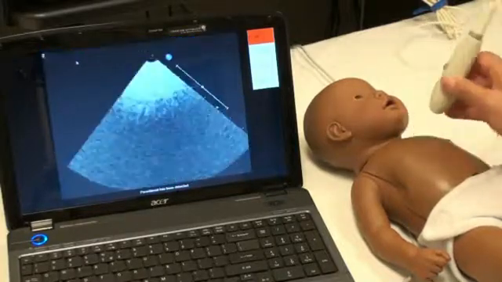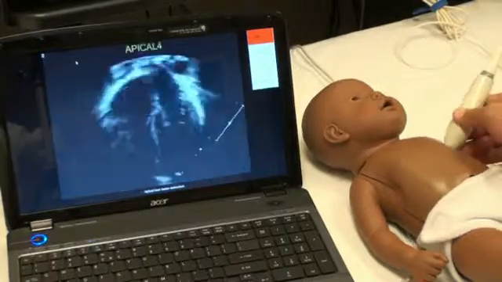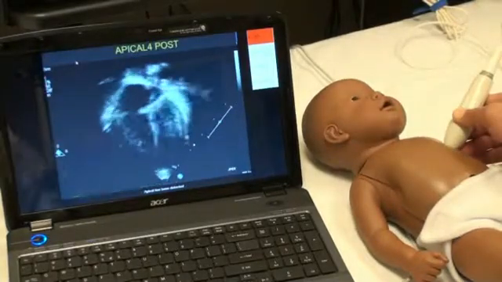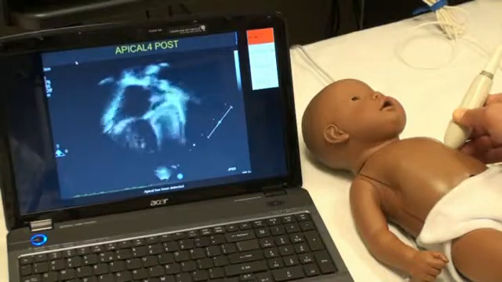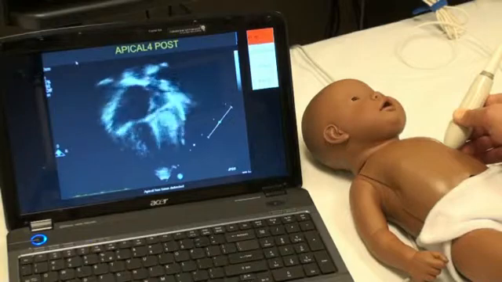Okay, next window. We're moving to the apex. Start from posterior. This is the four-chamber view, looking at the posterior aspect of the left atrium and the mitral valve with the coronary sinus coming to the right atrium.